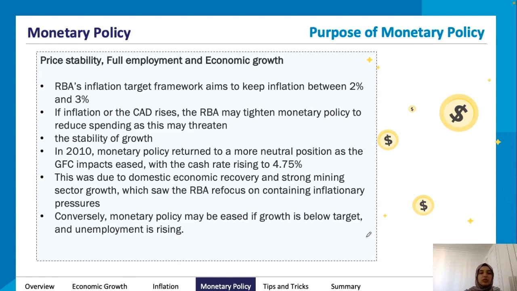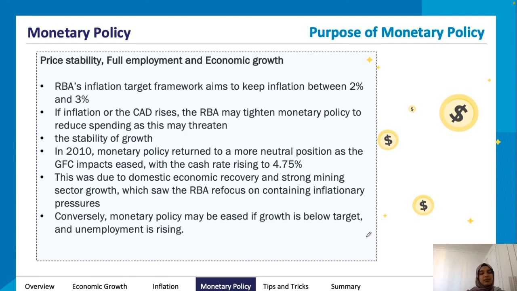If inflation or the CAD rises, the RBA may tighten monetary policy to reduce spending, as this may threaten the stability of growth. What does this mean? It means that if inflation rises, which means that the price of goods and services goes up too high, and people are spending too much, they're going to just tighten up and reduce spending. So they're going to increase the rates so that it becomes harder for people to borrow, and people will start saving their money. They won't borrow as much, and it's going to push inflation back down.